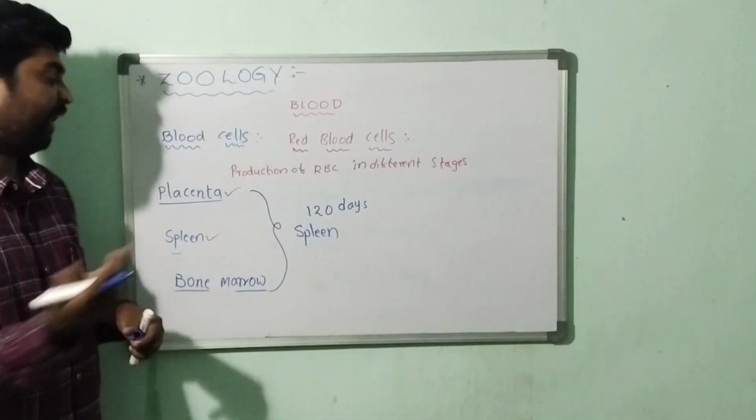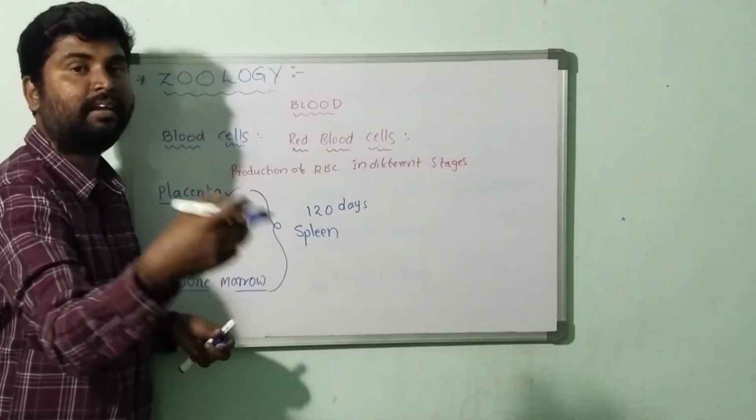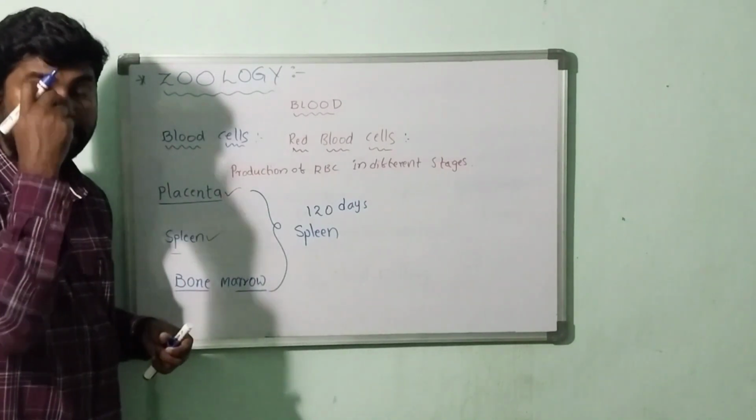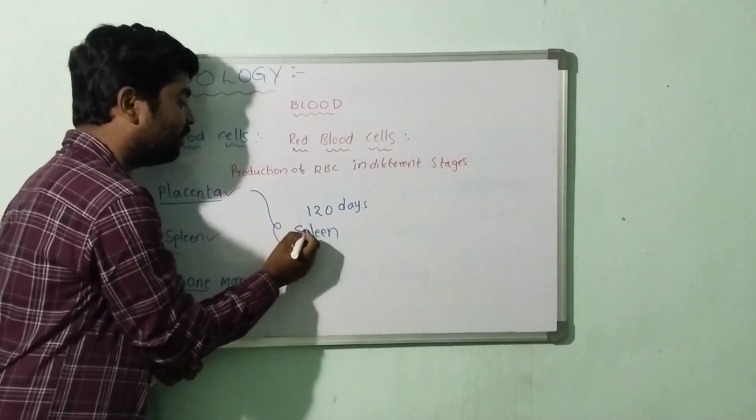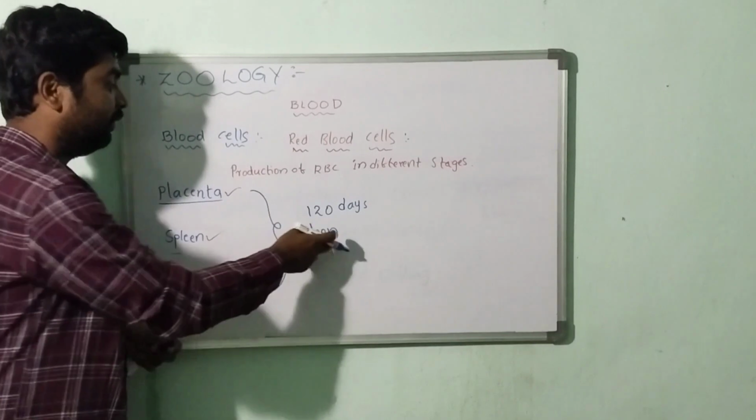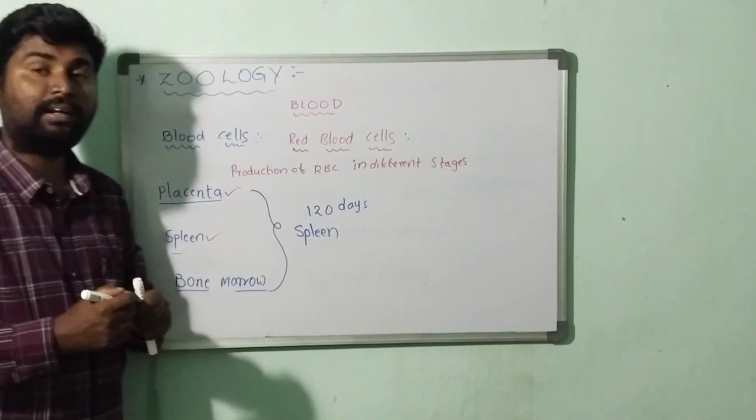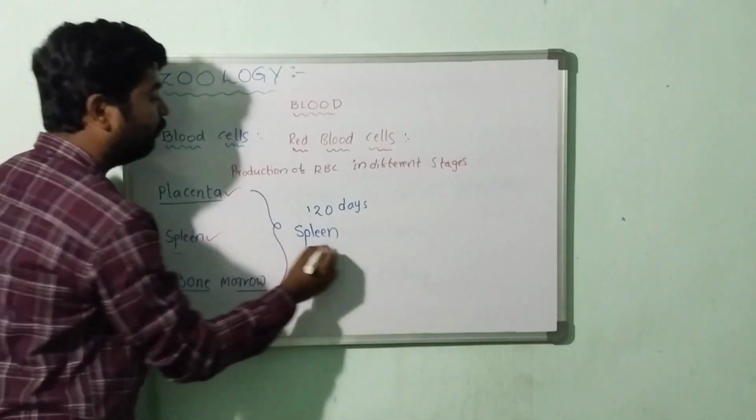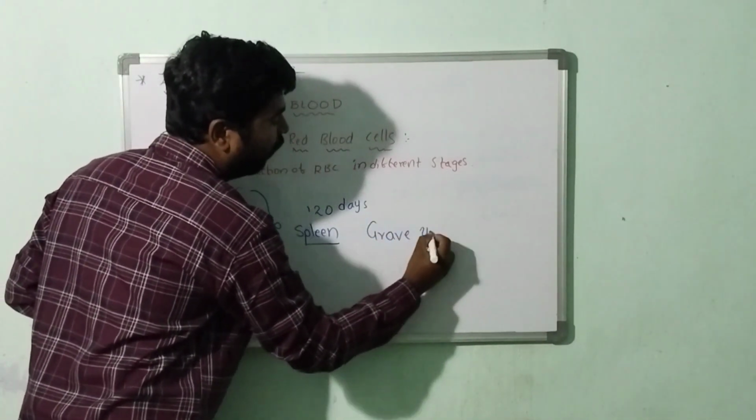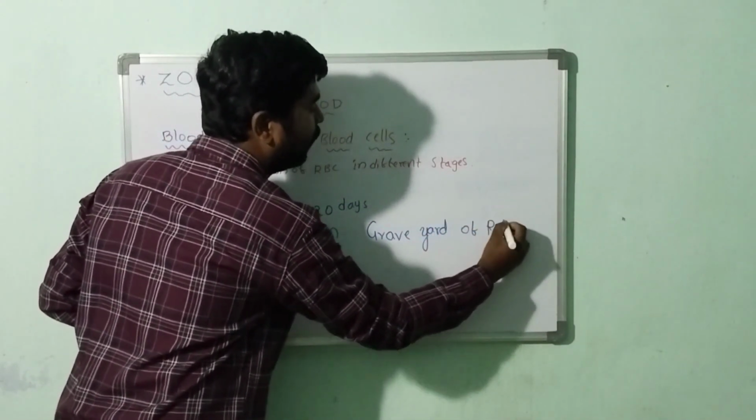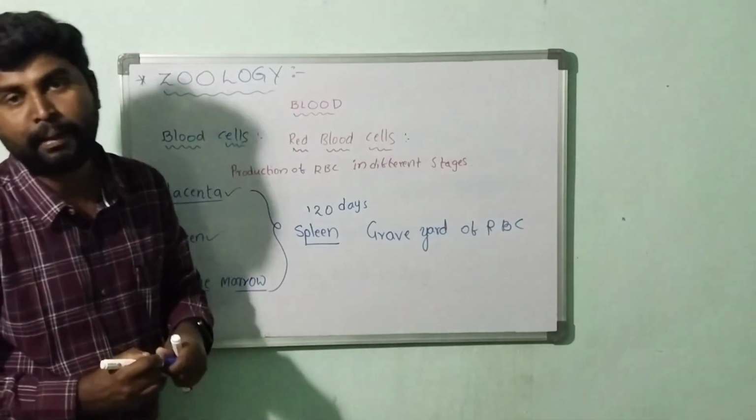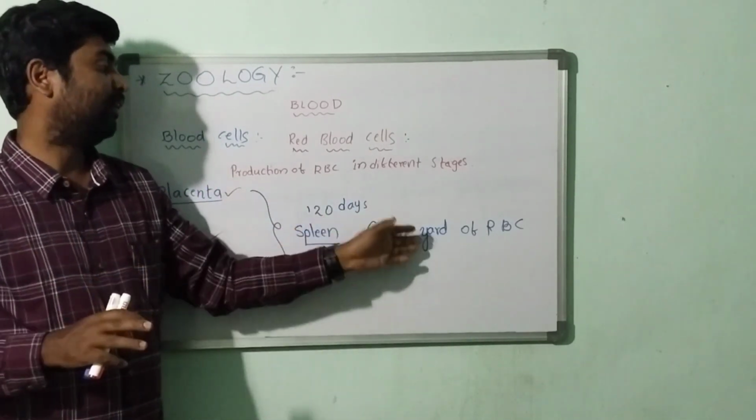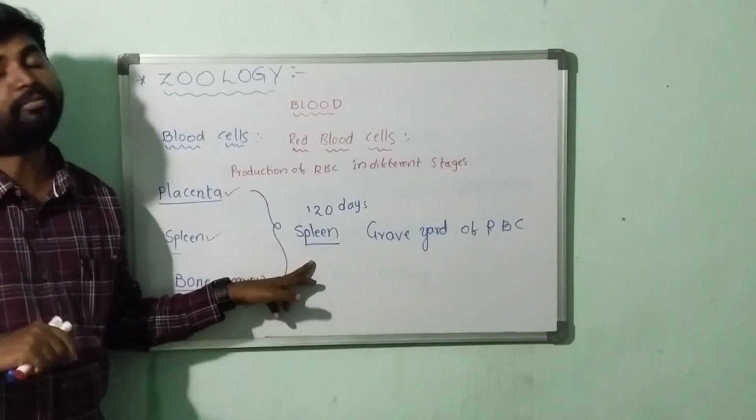Whatever the birthplace, after 120 days the red blood cells will go and die in the spleen. The spleen produces RBC only when we are in childhood, but after 120 days, that RBC will go and die in the spleen. Even after the bone marrow produces them in the adult stage, the spleen is a graveyard of RBC. So whatever the birthplace of RBC, after 120 days RBC will go and be discarded in the spleen only. So the spleen is a graveyard of RBC.